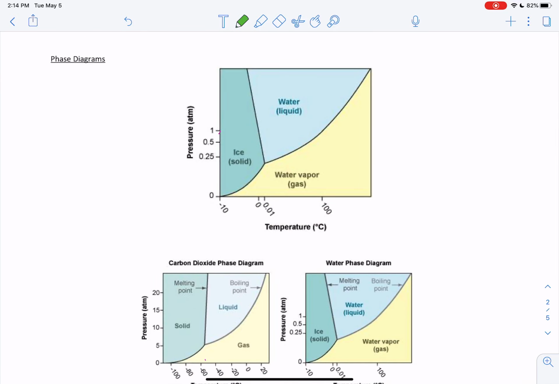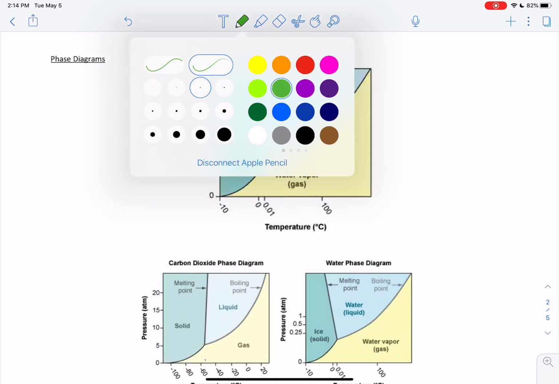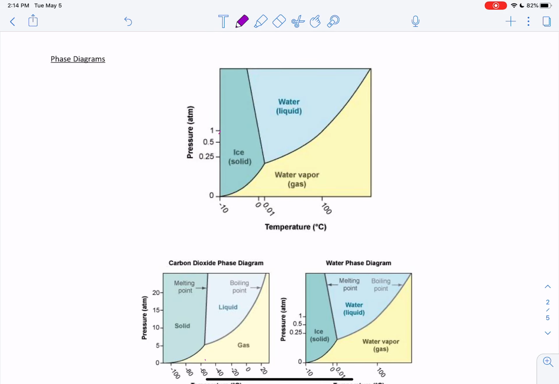What we haven't talked about yet is phase diagrams. So this here is an example of a phase diagram. Now, we all know that the phase of matter is determined by the temperature, right? If something is hotter, it's more likely to be a gas. If it's colder, it's likely to be a solid. However, it also depends on the atmospheric pressure. So a phase diagram shows you what phase matter is in a given temperature and pressure, okay?